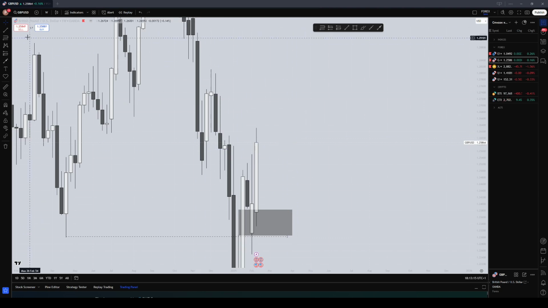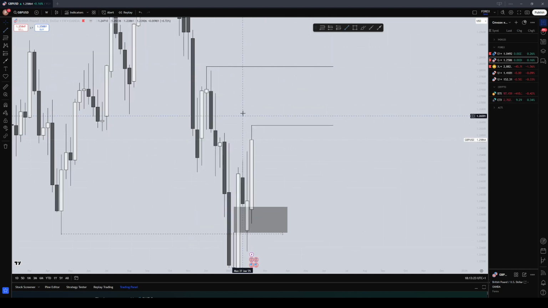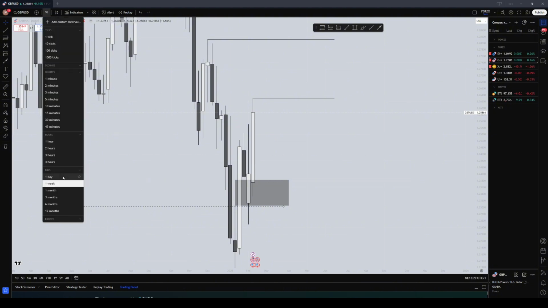In this case, my first target is previous week high. And of course there are targets higher, but at this moment it's a little bit too far to this liquidity, so at this moment the previous week high is a valid target.